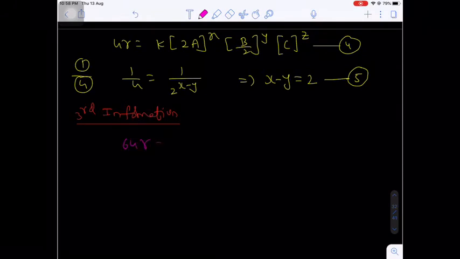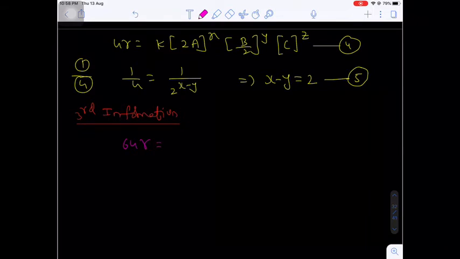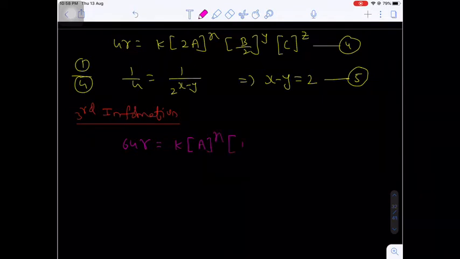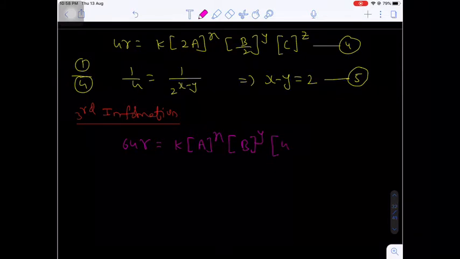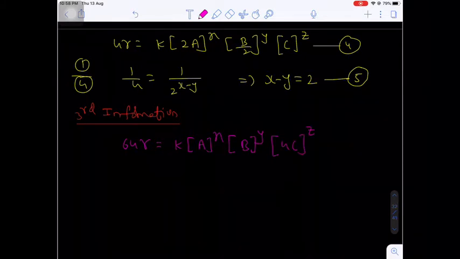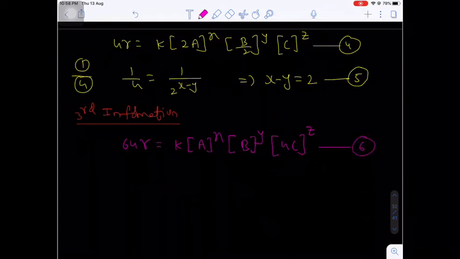Then rate get how many times? 64 times to the initial rate, that is the capital R, that is total 64 R. K into A to the power x, concentration of A do not changes and B also do not changes, but the concentration of C now get to 4 times, then the rate of a reaction get to 64 times. Let's suppose this will be the equation number 6.